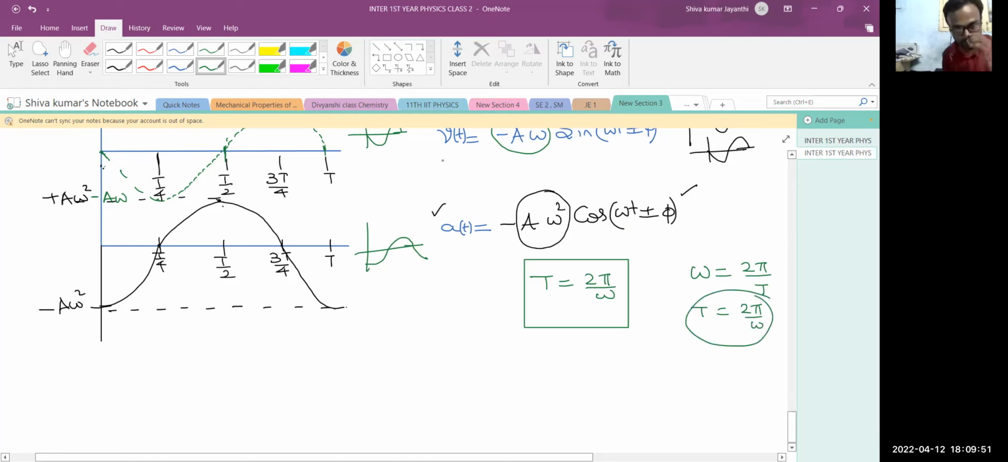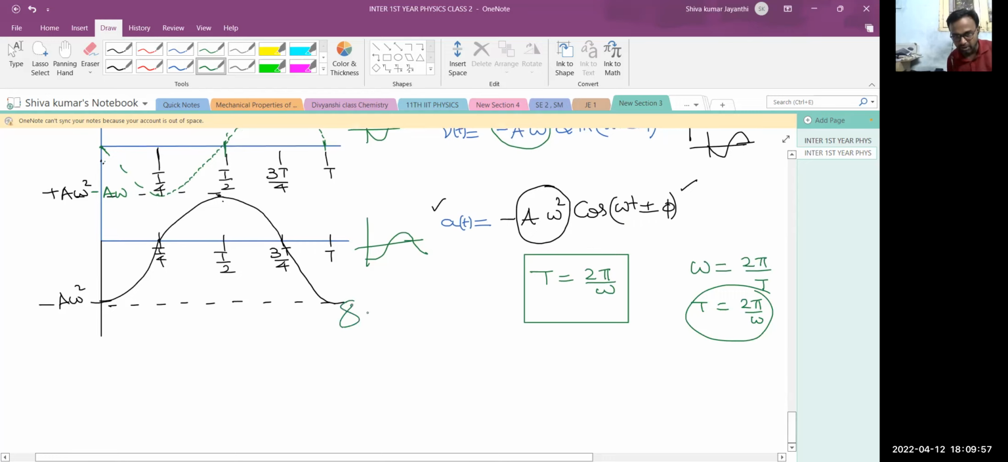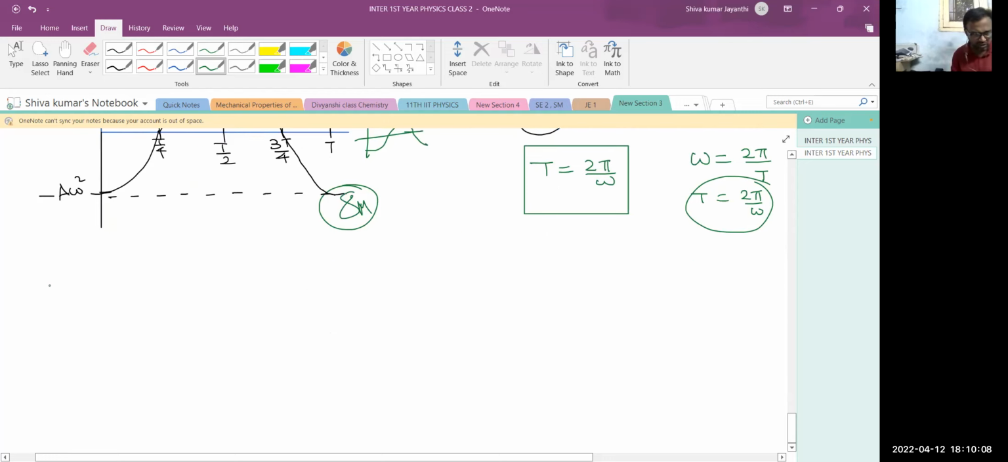Clear? Now we understood everything. Now this is the 8 mark answer, completed here, along with one small numerical they may give. Sometimes they may give a numerical, sometimes they may not. Now the next 4 mark answer in your textbook.